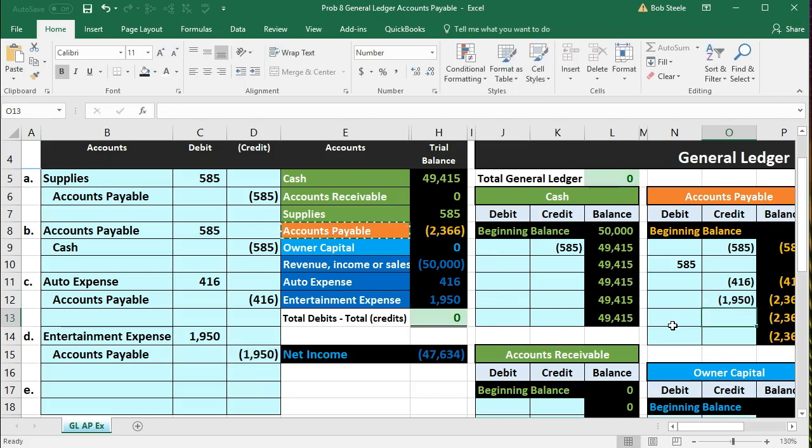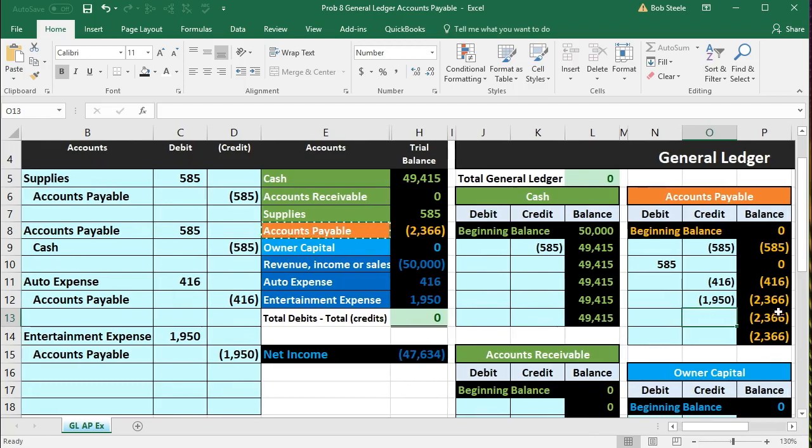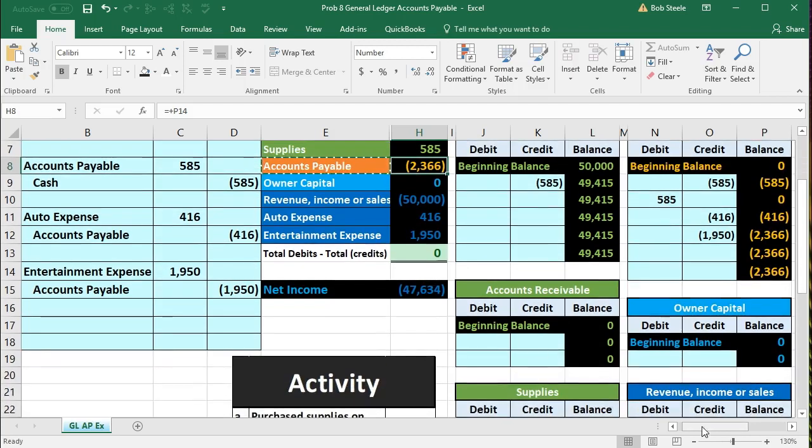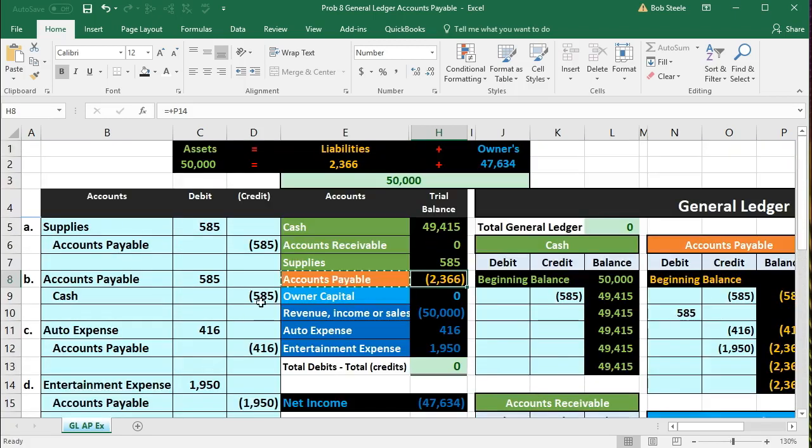So enter. We're now at 2,366 here, 2,366 here. Then we got the last transaction here, which says that we paid for auto service which was purchased on account in the past, 416. So is cash affected? We're going to say yes, and it's going down because we paid.